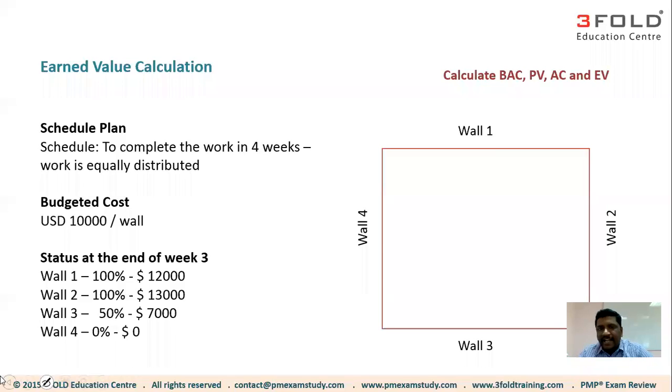Well, technically, if you think about it, if you try to draw an S curve for it, it will not be an S curve. It will be one linear line like this. Okay. So that's not the point here. The point here is each side you will take 1 week to complete. Okay. Each side you budgeted $10,000. Okay. Per wall. So this is $10,000.